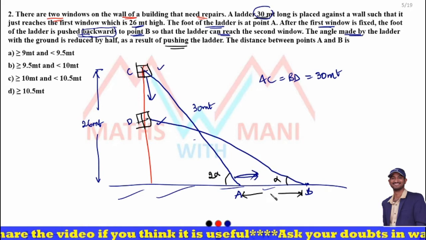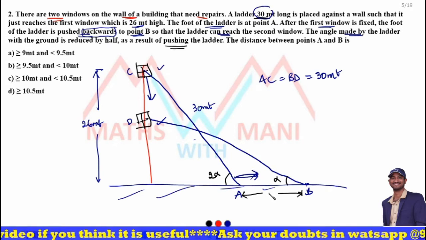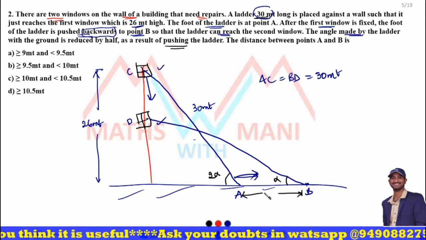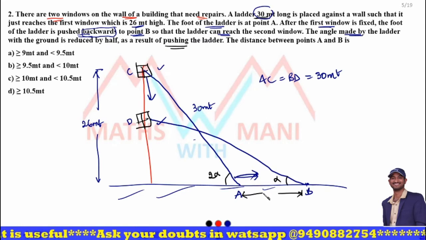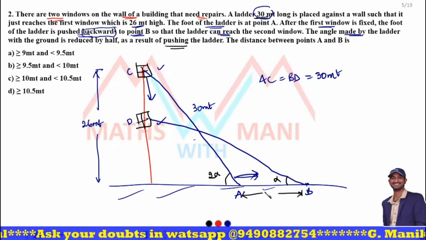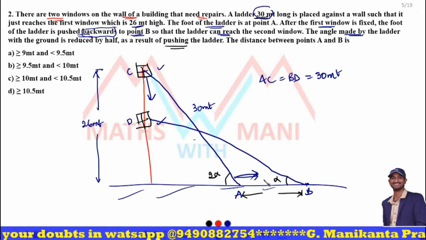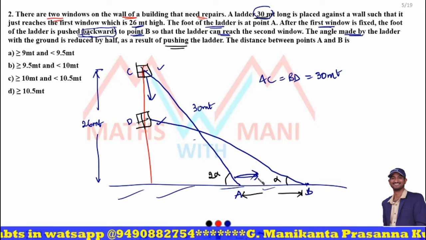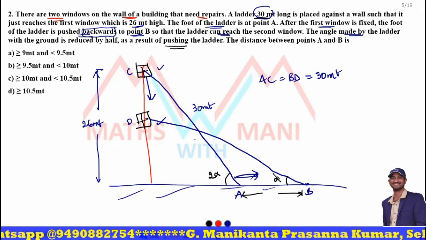Very, very nice problem it is. If you observe the options, you need not find out the exact value of AB. You have to find out the interval in which AB lies. Okay, let's see how we have to solve this.